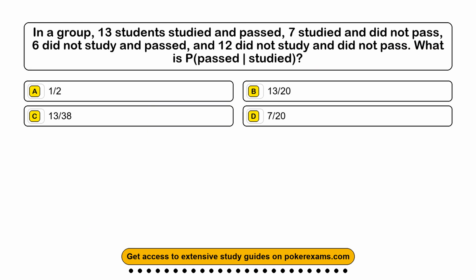Question 23. In a group, 13 students studied and passed, 7 studied and did not pass, 6 did not study and passed, and 12 did not study and did not pass. What is P, passed given studied? Option A 1/2. Option B 13/20. Option C 13/38. Option D 7/20.